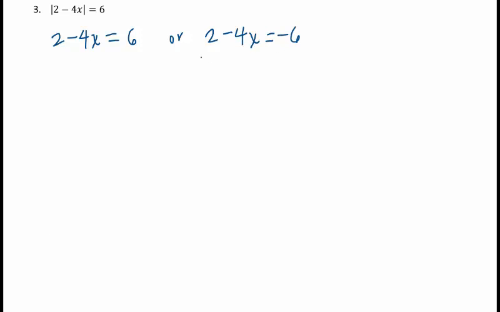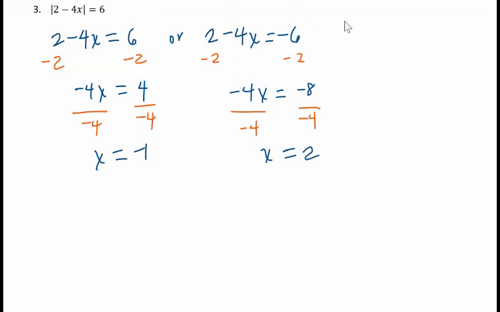And then just solve each equation individually. Okay, so we'll subtract 2 from each side. We get negative 4x equals 4, and then divide by negative 4. And therefore x is negative 1. And solve the second equation in a similar manner, so we get x equals 2. And then we can do a quick check.